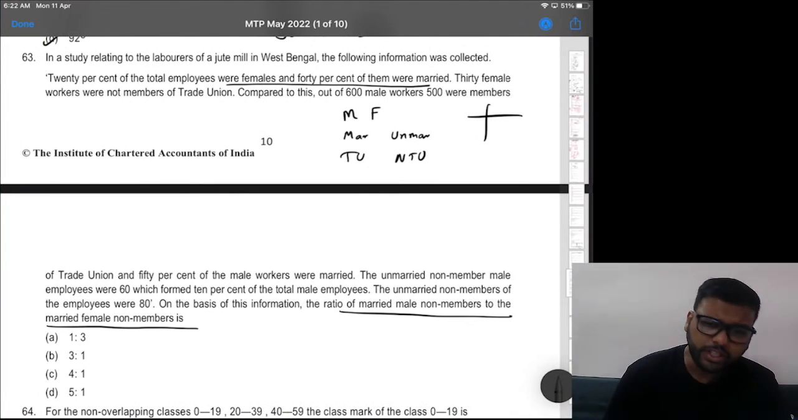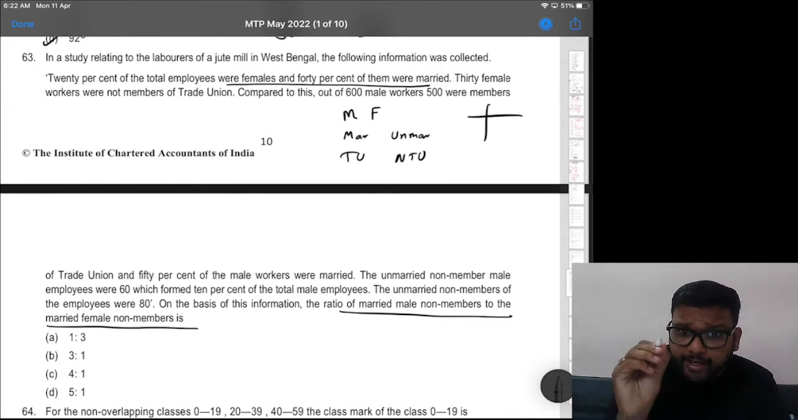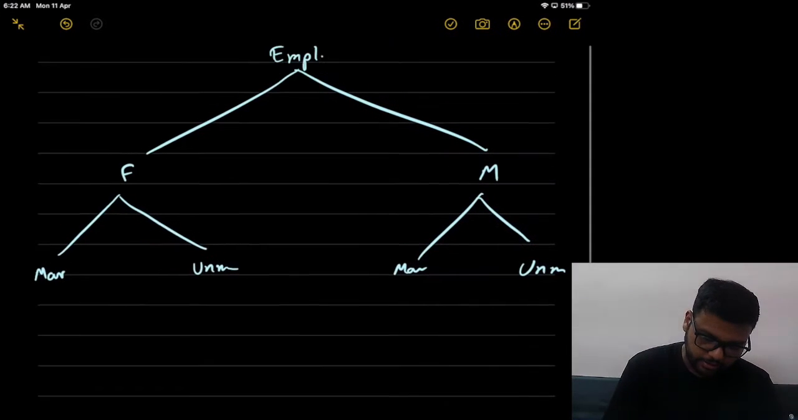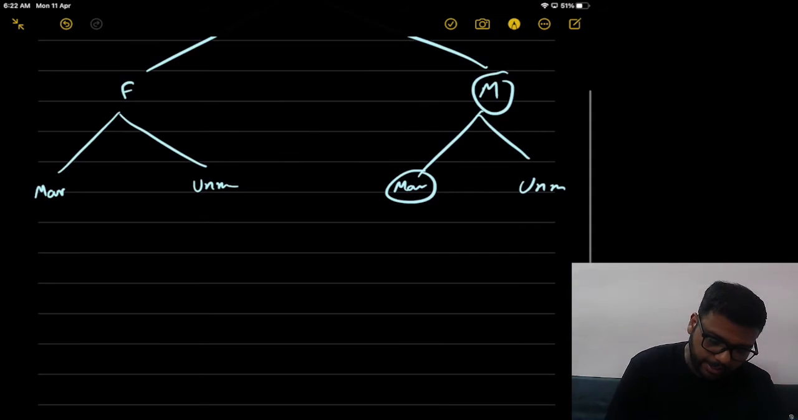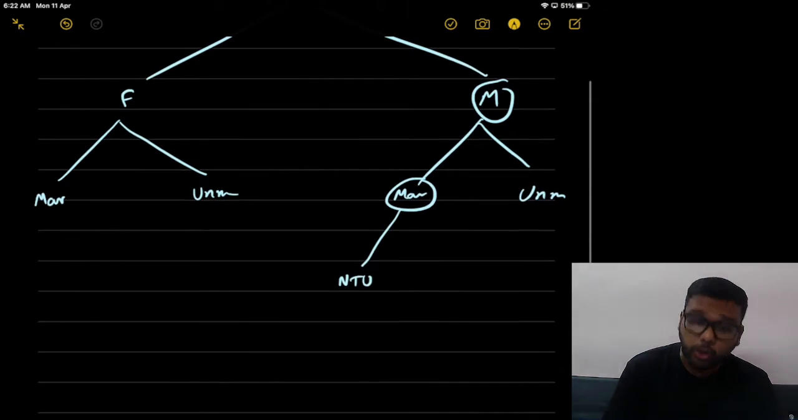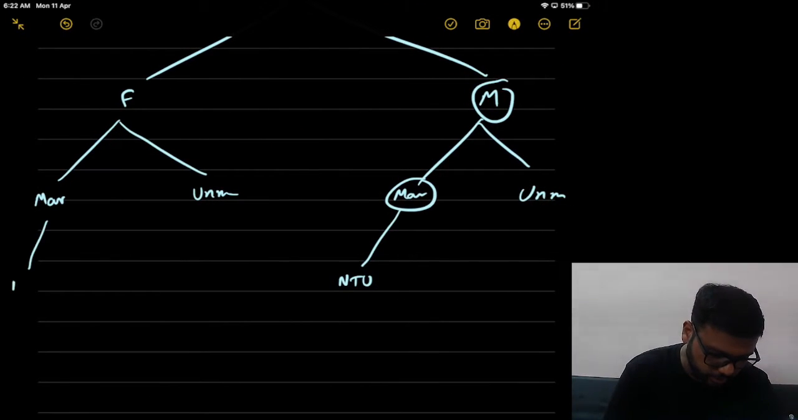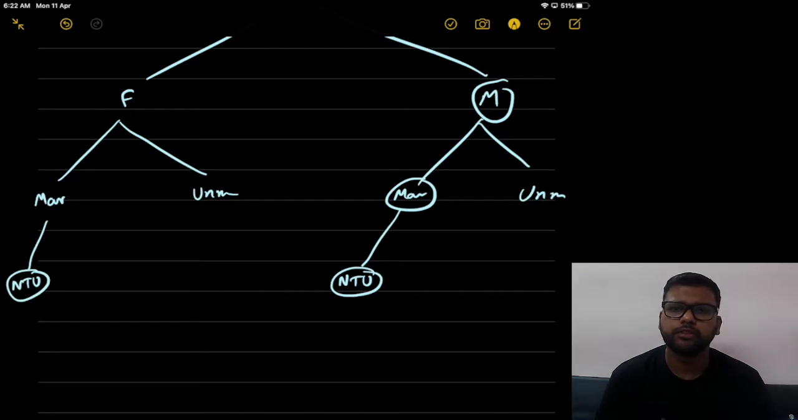Okay, what have they asked us? Ratio of married male non-members to married female non-members. Married male non-members, that means male, married, and out of them we only want non-members, non-trade union, to married female non-members, that means married female, again non-trade union. So we want the ratio of this to this. So let's try to find it.